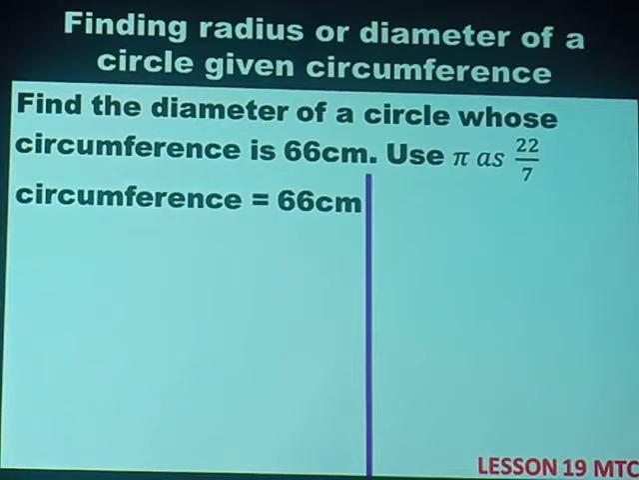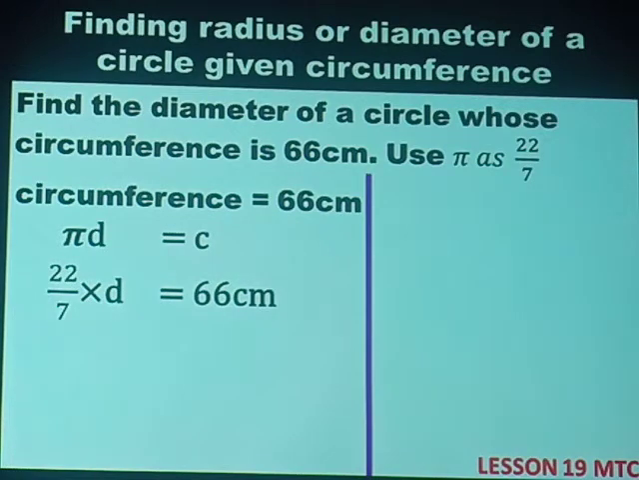And remember, in the previous lesson, you were taught that circumference is equal to pi d. That's when you are given the diameter. We are going to use that very formula to look for the diameter because we have our circumference as 66 and we are told to use pi as 22 over 7. So in the next step, having studied the formula, we carry out our substitution, whereby pi is replaced by 22 over 7 times the diameter, which we don't know. This is equal to our circumference, which is 66 centimeters.